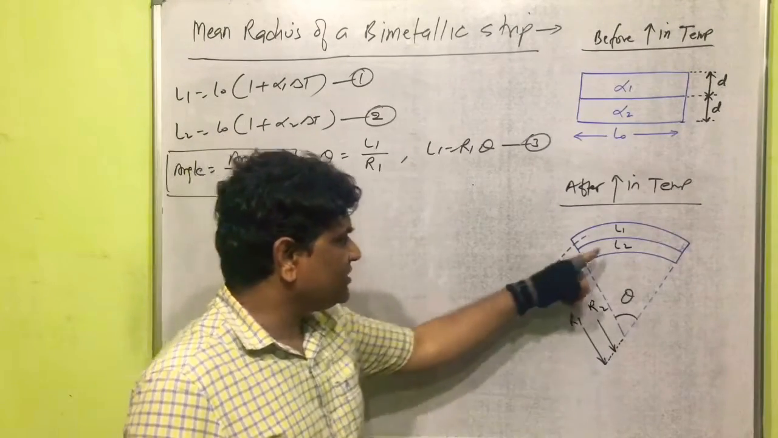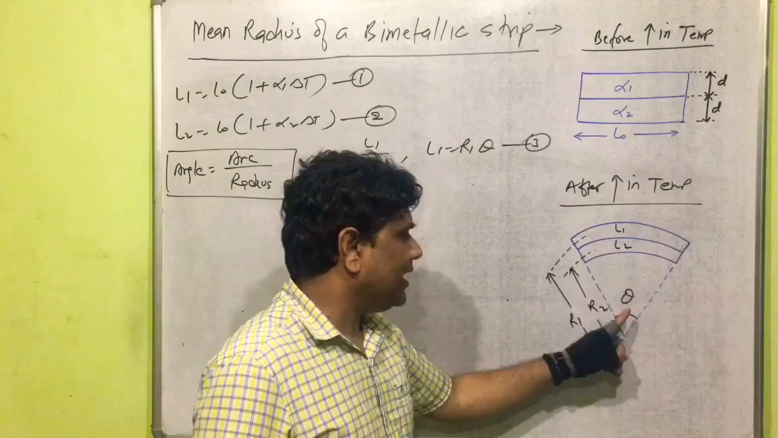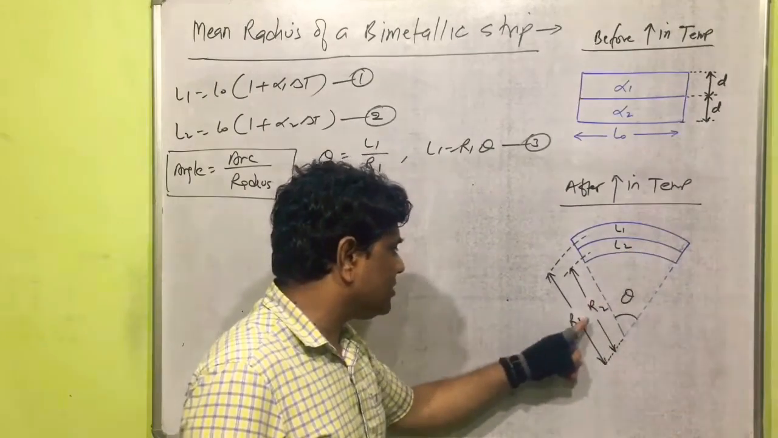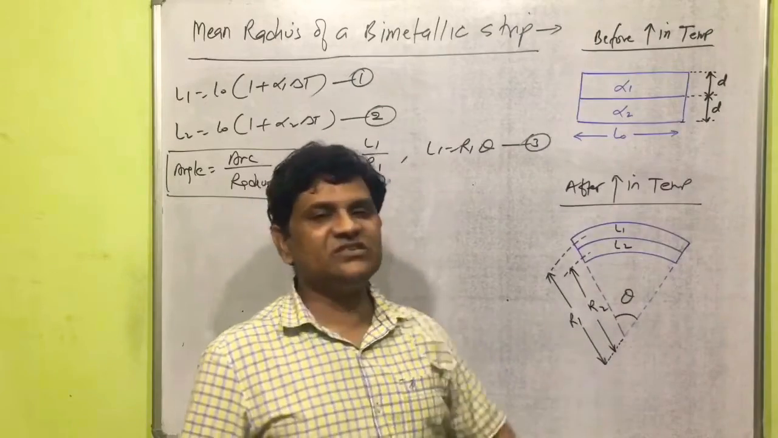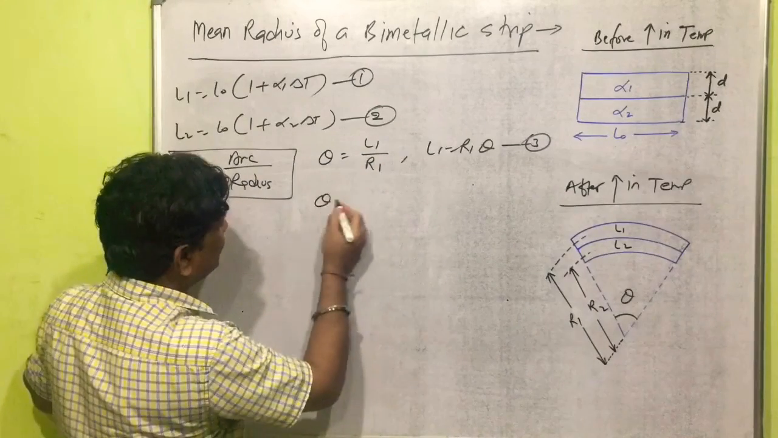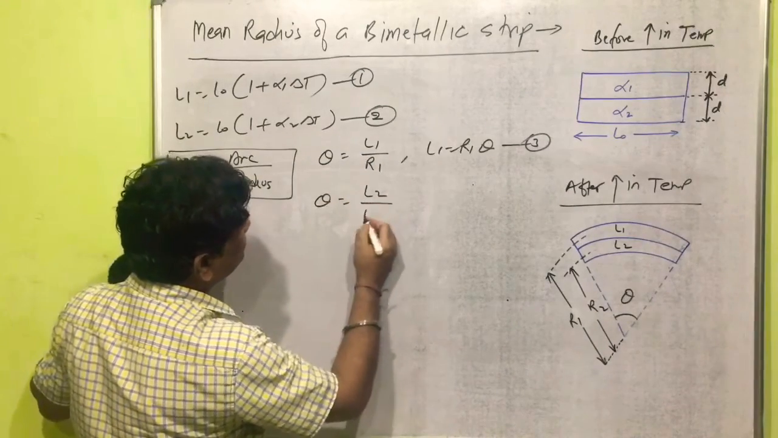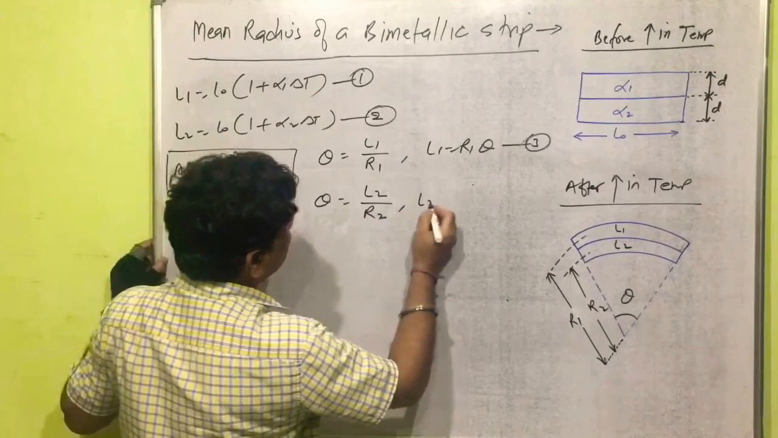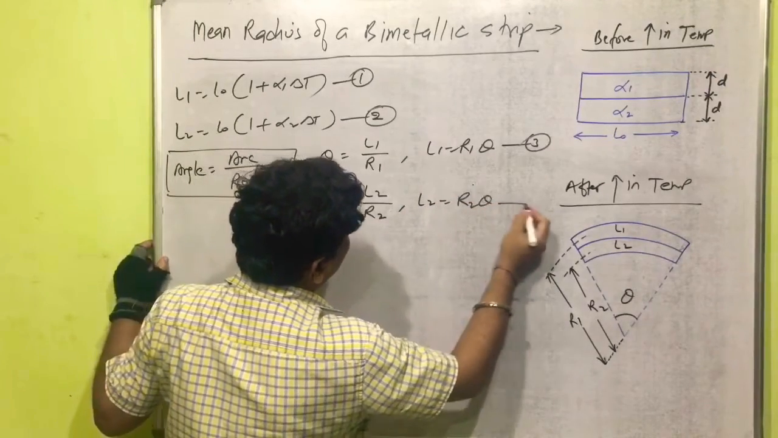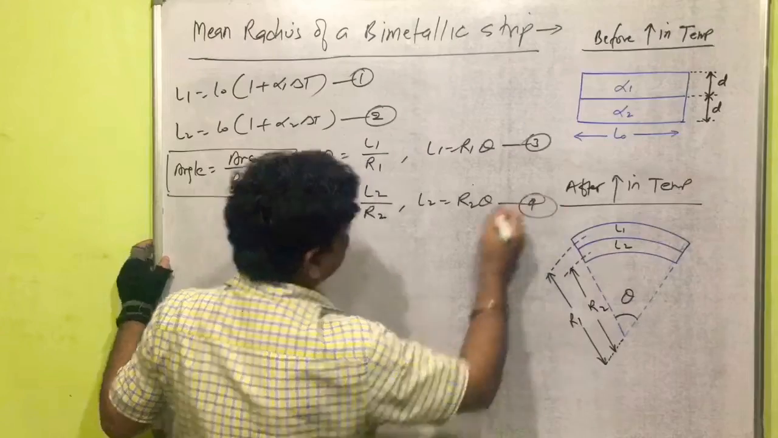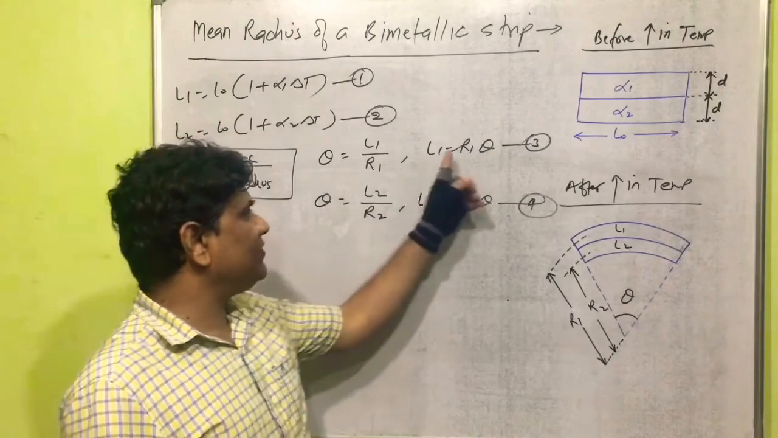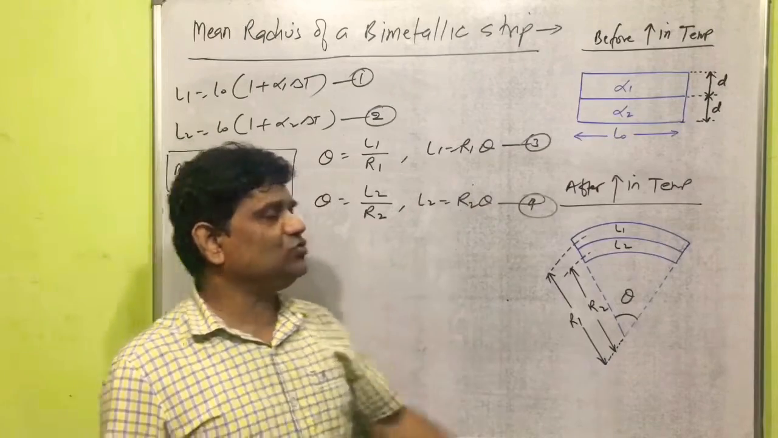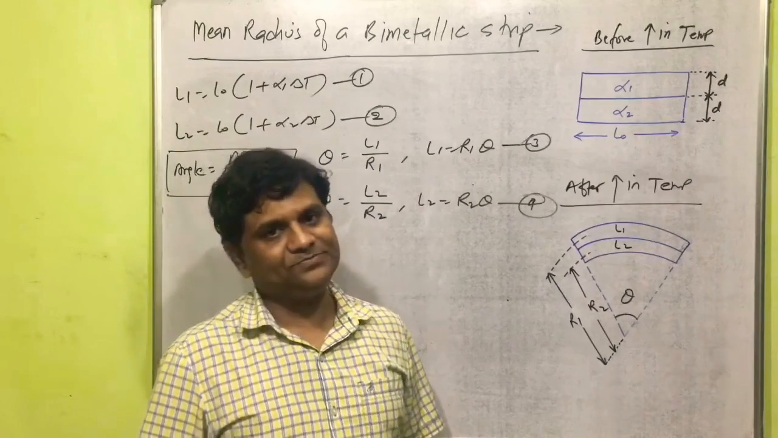Now again, for the lower bimetallic strip, angle is equal to arc upon radius. Angle is theta, arc is L2, radius is R2. So L2 is equal to R2 into theta. So we are developing two more relations here: L1 is R1 into theta and L2 is R2 into theta.